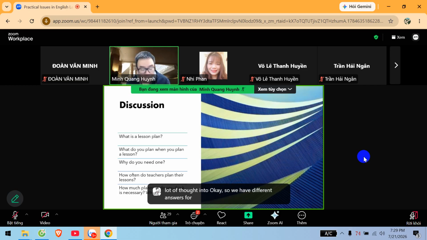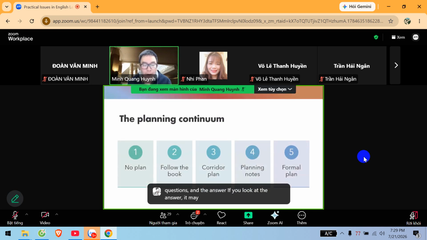The answers may fit well on what we call the planning continuum. For the planning continuum, you go from no plan. If you are a teacher, sometimes you will find yourself in this situation: you come to class and you have no idea what you are going to do. You don't have a plan. You just come to class, look at your students, look at the ceiling, and begin teaching. You have no preparation beforehand and nothing in your head.